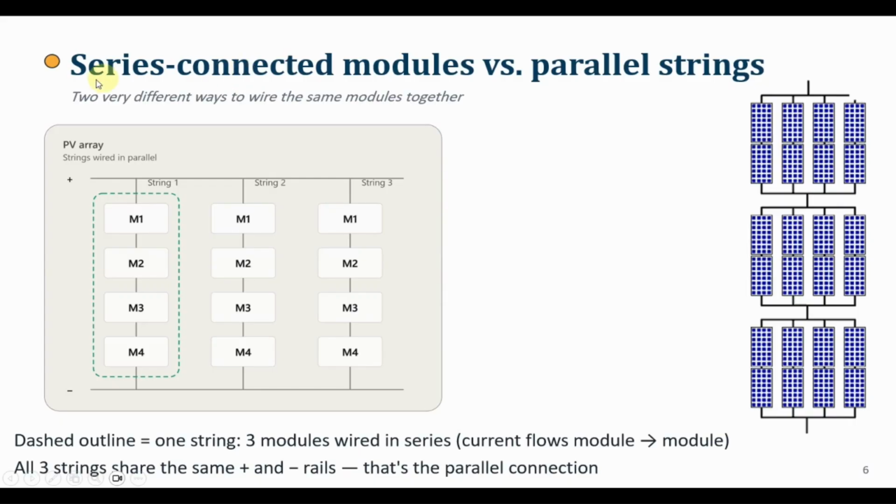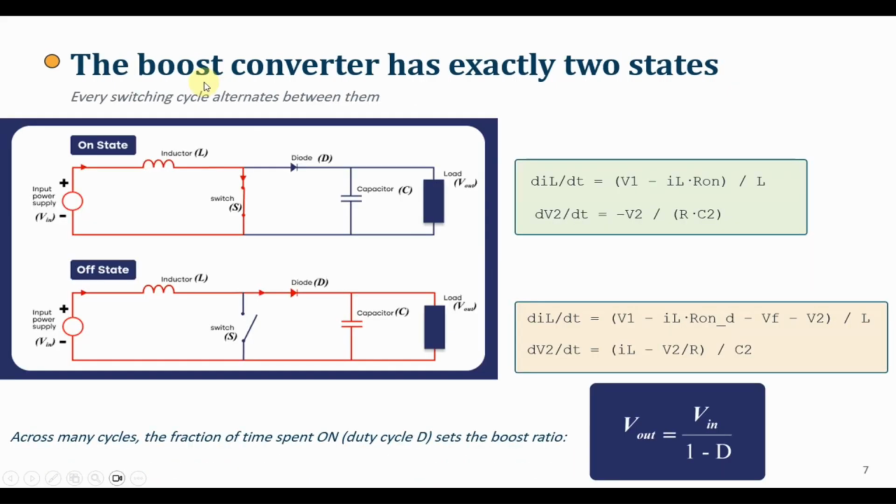This slide explains the difference between series and parallel connections. When modules are connected in series, their voltages add together while the current remains the same. When strings are connected in parallel, the voltage stays constant but the current increases. This combination allows us to design PV arrays that can deliver both the required voltage and the required current for high-power applications. The boost converter has two operating modes.